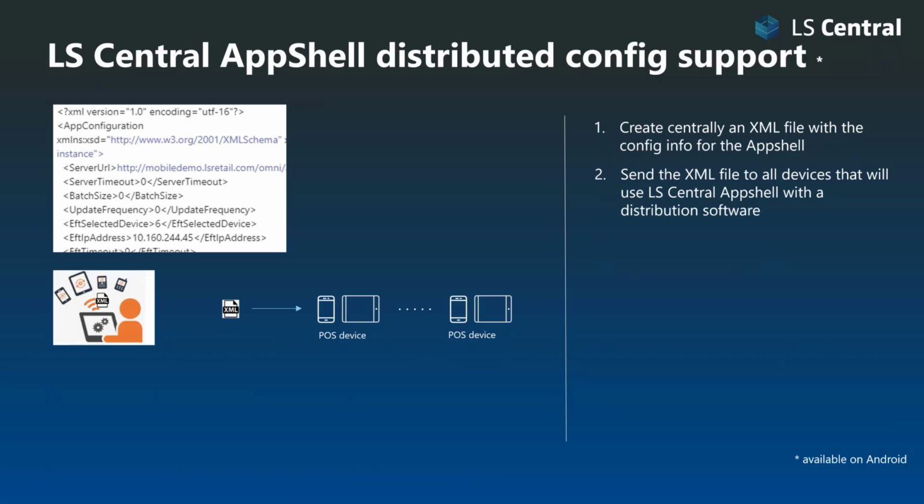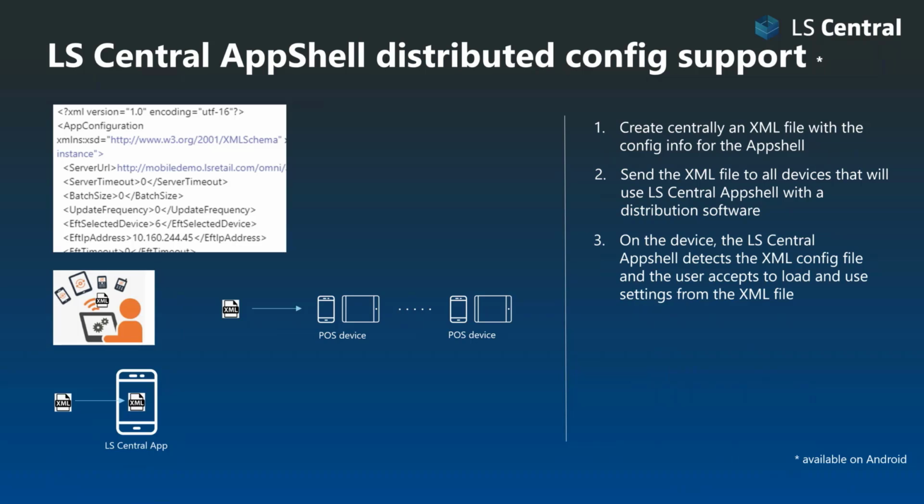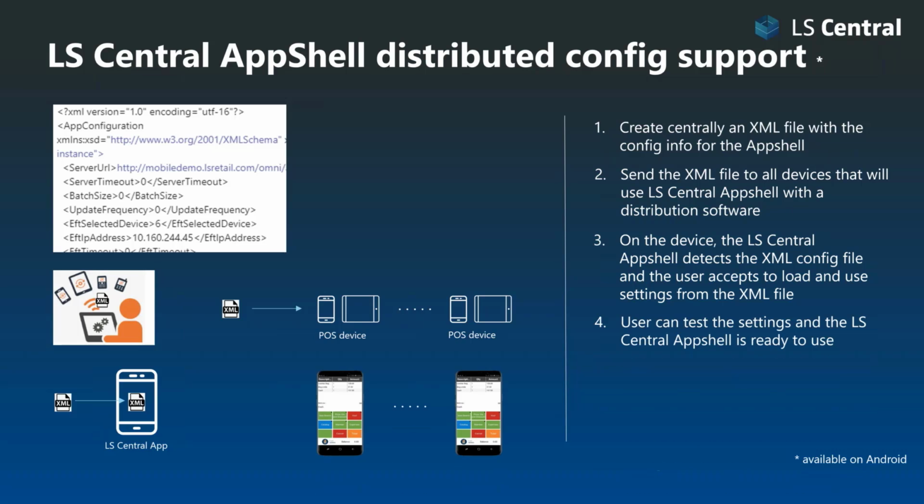Now the next step would be to send the XML file to all the devices that are planned to use the LS Central AppShell, and that can be done with a distribution software or an MDM, a mobile device management software. Now the next step is that on the device, the LS Central AppShell will detect if there's an XML config file present, and the user can accept to load it and use the settings from that file. Now then the user can test the settings, and then after that the LS Central AppShell is ready to use.